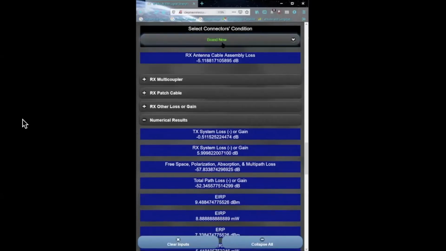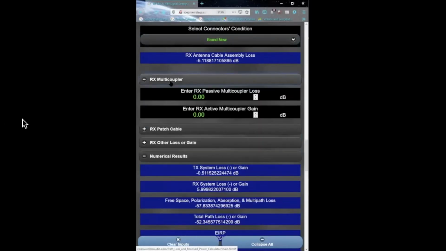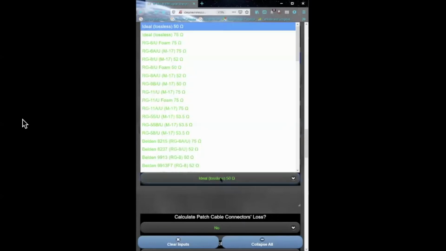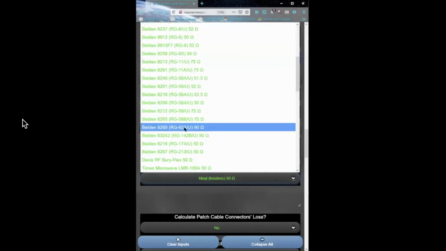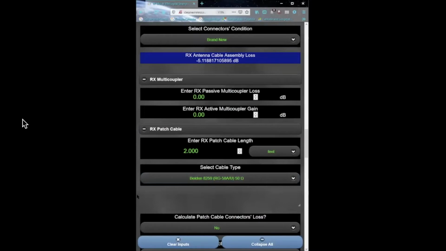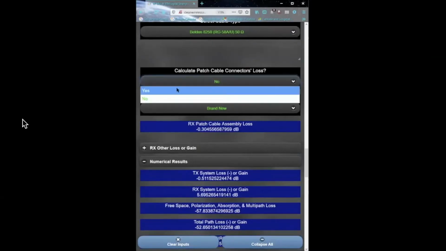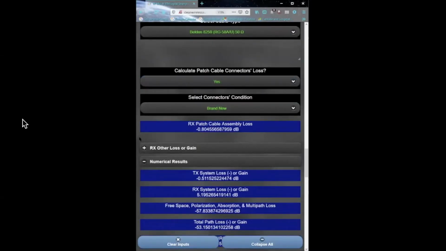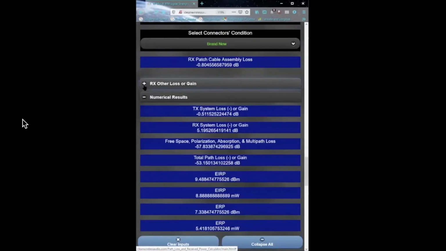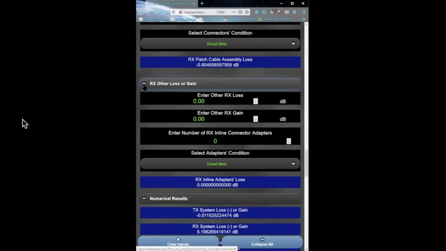You have options there. Receive multicoupler, we're going to say unity gain. Receiver patch cables between our antenna splitter and our receivers, we'll say 2 feet of pretty standard Belden RG58 AU. There are better cables out there for that, but that's pretty basic. We do want to calculate connector loss. Other losses or gains are, again, an opportunity if you want to experiment with inserting attenuation or whatnot.